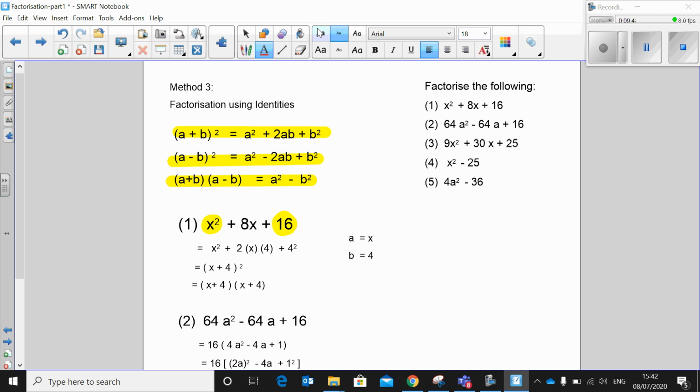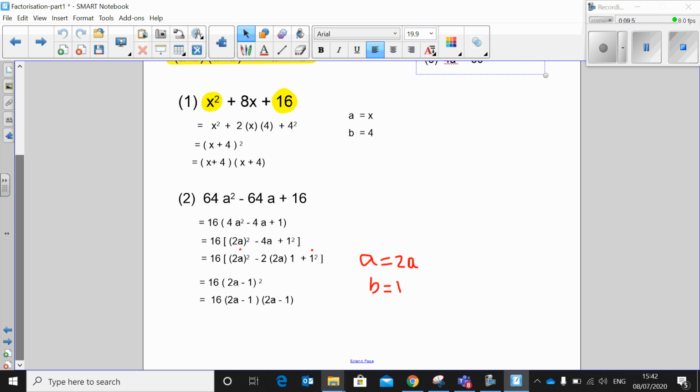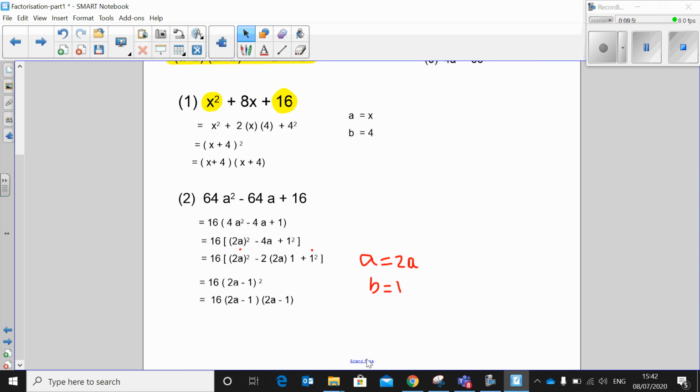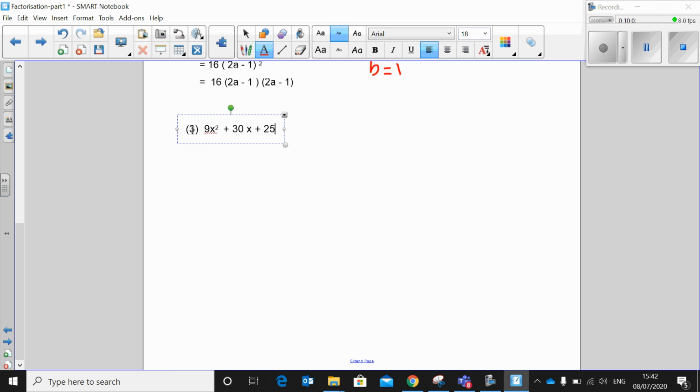Now let us move on to the third sum. What is the third sum given? 9x square plus 30x plus 25. Correct? So let us try this sum. Third sum, 9x square plus 30x plus 25. Is there any common factor? 9, 30, 25. No, no common factors are there.